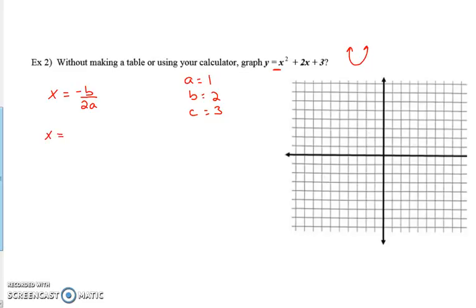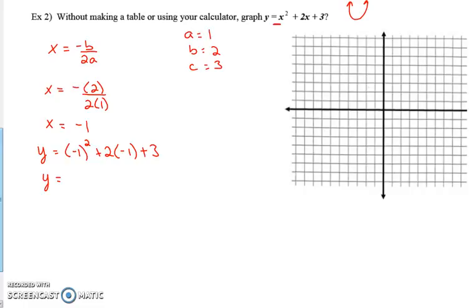So if I come back to my axis of symmetry formula, negative 2 over 2 times 1. And negative 2 over 2 is negative 1. So that's the x value of my vertex. In order to get the y value, I go back to my function and I substitute negative 1 into the function. So I'll give you a few seconds to figure out what the y value is. And the y value is going to be equal to 2. So that means the vertex of my parabola is the ordered pair negative 1, 2.